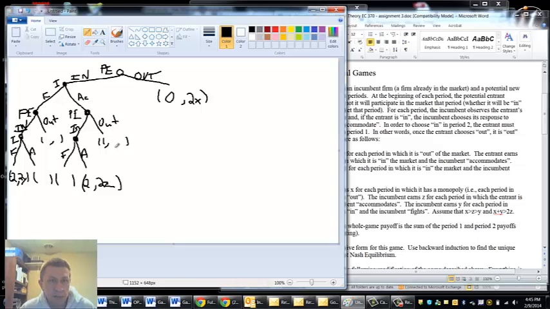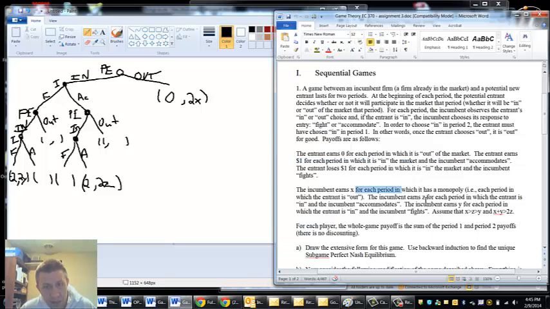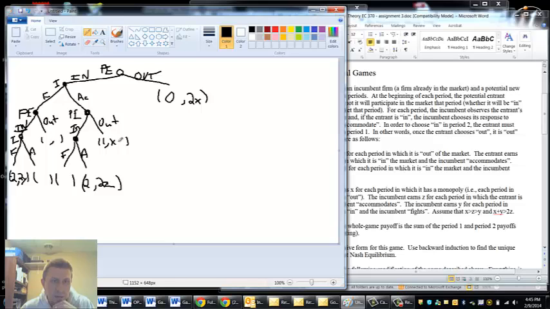In, accommodate, and then a monopoly. Well, they get X when they have the monopoly, and they get Z for each period when the entrant is in and the incumbent accommodates. So that's X plus Z. I'm not used to drawing with a mouse here. So what do we have then in, fight, and out? Well, the potential entrant loses $1 every time they're in and the incumbent fights, and 0 when they're out, so that's -1.